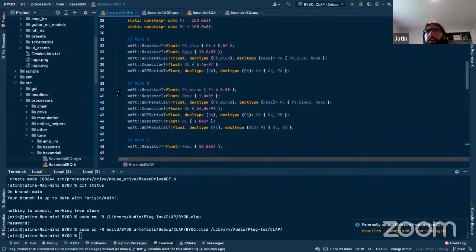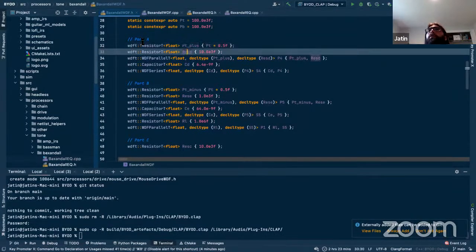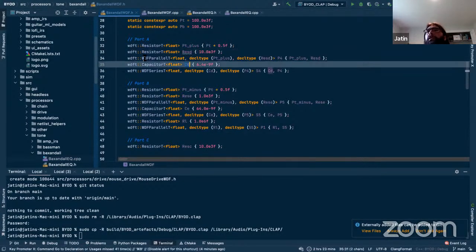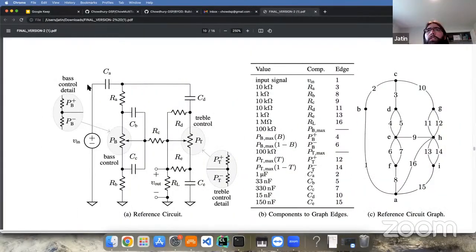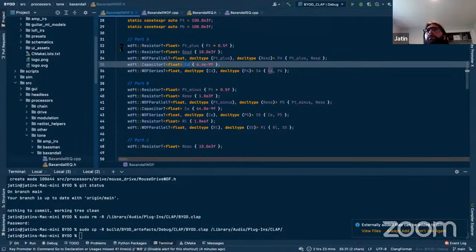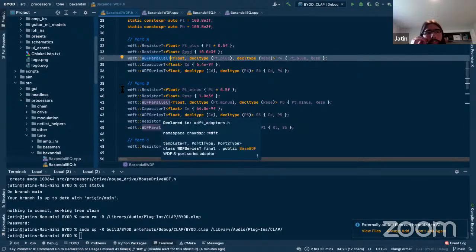Let's see, what do we have next? We have treble, RD, and CD. So PT plus, RD and CD are in this next branch here. Interesting. Why is RD there? I guess it's in parallel with PT, right? Yeah, okay, that's a little bit subtle.